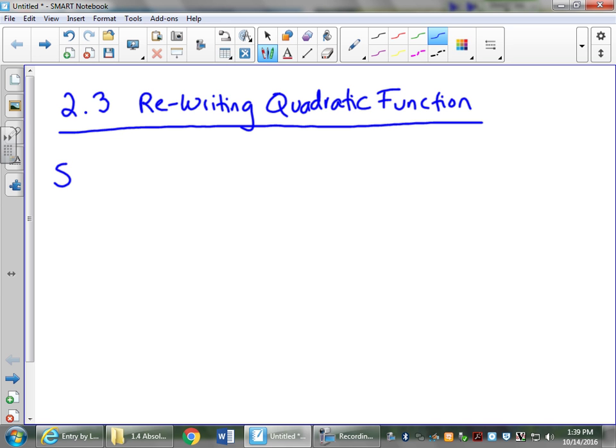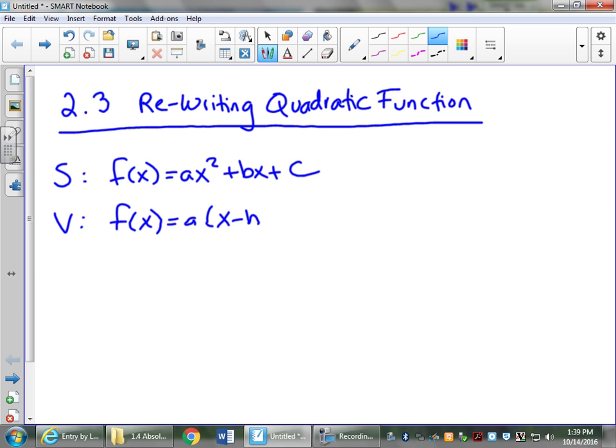So to recall standard form, I'm not going to write out all the words. I'm being a little lazy right now. We worked with standard form. We've worked with vertex form, which has our friends A, H, and K. And intercept form, which is when it's been factored.